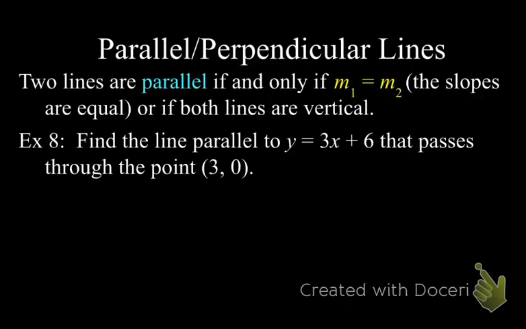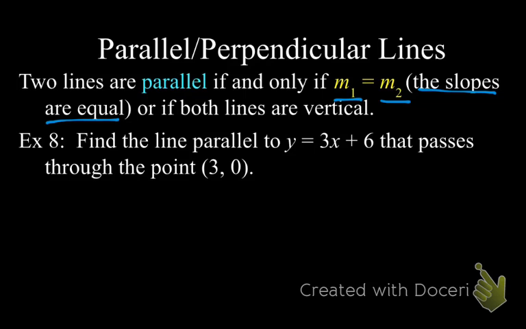Not only do we have vertical and horizontal lines, we also have special lines that are called parallel and perpendicular lines. So two lines are parallel if and only if m sub 1 equals m sub 2. Now hopefully you remember from a couple slides ago, the m is the slope of a line, so they're just comparing the slope of the first line with the slope of the second line. So this m sub 1 equals m sub 2 just means that the slopes are equal.